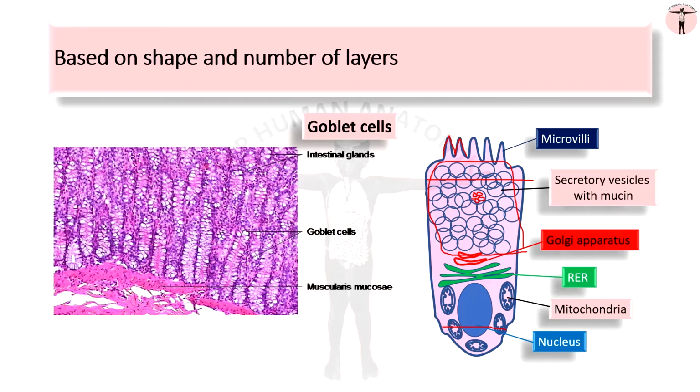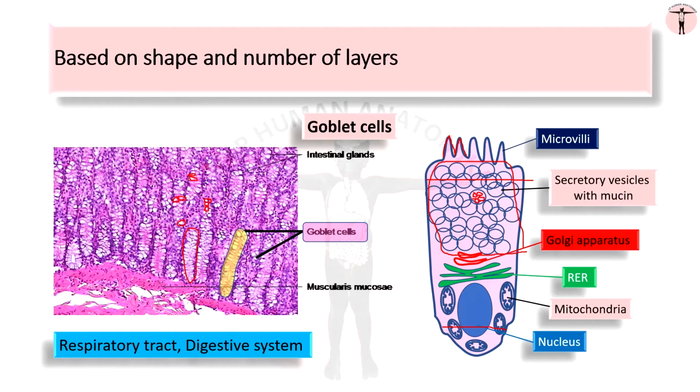When we see here in the picture, on the left side, whatever pale staining area you are seeing is nothing but the goblet cells. Each one here is a goblet cell. You can see numerous goblet cells here in the large intestine. All these are the goblet cells.